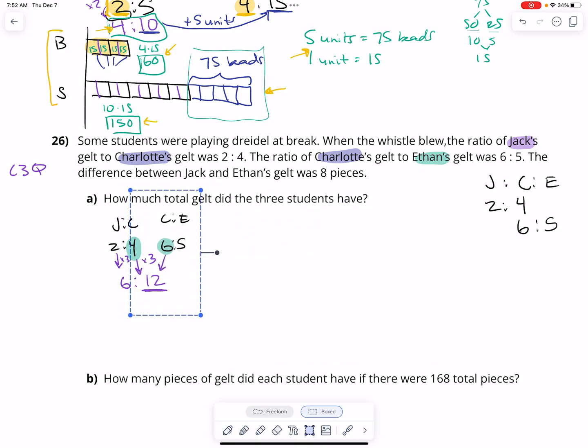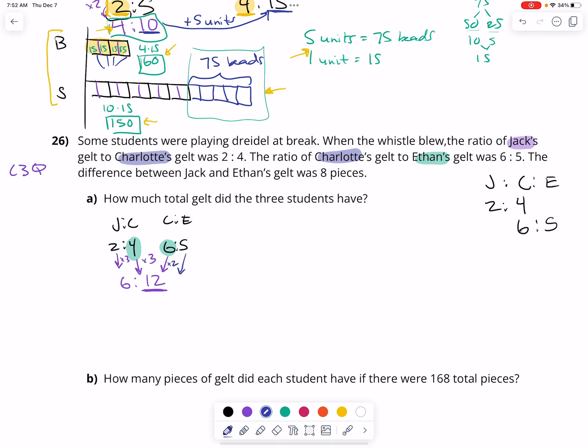Now when we pull Charlotte, Ethan back in, I know that a 6 to a 12 is times 2, so we can make an equivalent ratio where that 5 is a 10. So now we have a 6 to 12 to 10, where Charlotte, her value is the overlap here, and now we can compare all of these kids evenly.